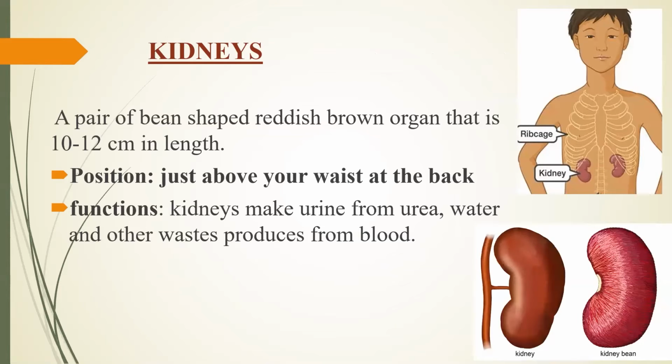The first organ is the kidneys. There are 2 kidneys in human beings. They are bean shaped. You can see their shape is like a bean, and they are reddish brown organs. Their length is about 10 to 12 centimeters. Position: you can see in the figure, this is the position of the kidneys, below the rib cage, just above your waist at the back. Each kidney is about 4 to 5 inches long, roughly the size of a large fist.